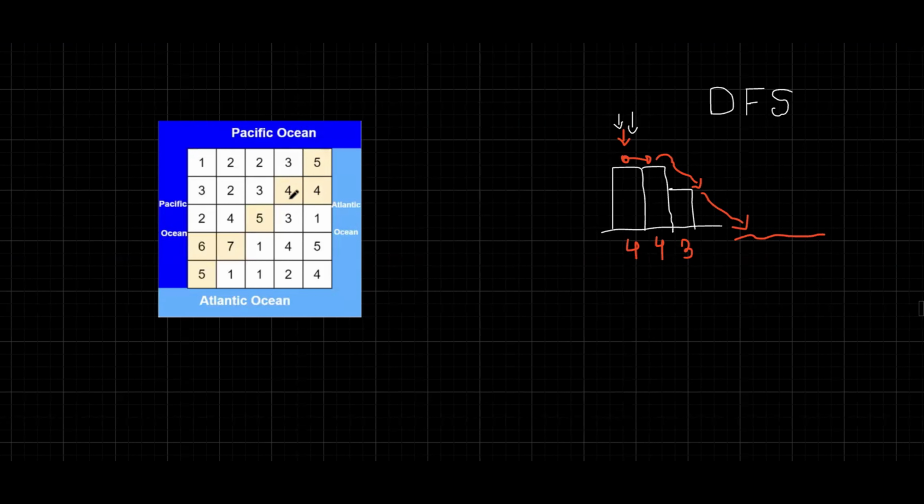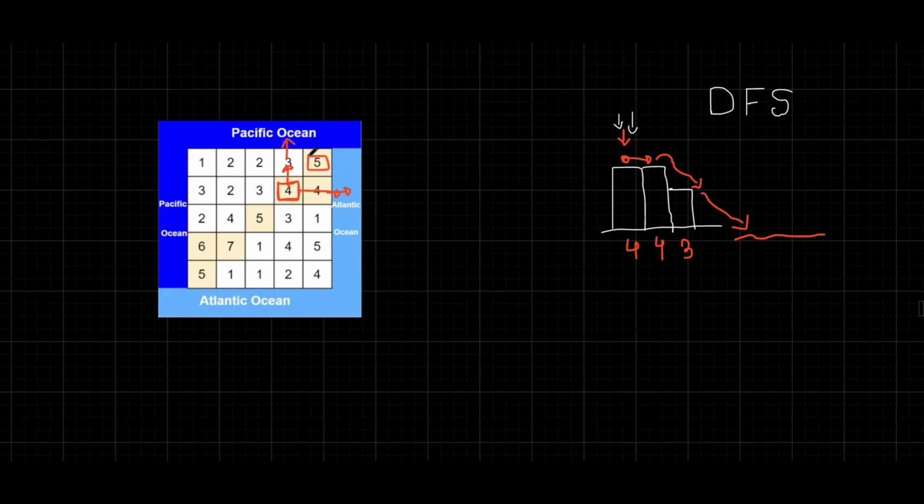Before jumping into the solution, let's see in this two-dimensional matrix which cells' water can flow to both the Atlantic and Pacific Ocean. Suppose for this cell 4, if the water falls into this cell, it can go to the right because the neighbor has 4, which is equal to 4, or it can go up. The neighbor is 3, so it can go to the 3. Now from 3, it can go to the Pacific Ocean, and from 4, it can go to the Atlantic Ocean. So we can see that the cell 4 can have water which can reach both the Atlantic and Pacific Ocean.